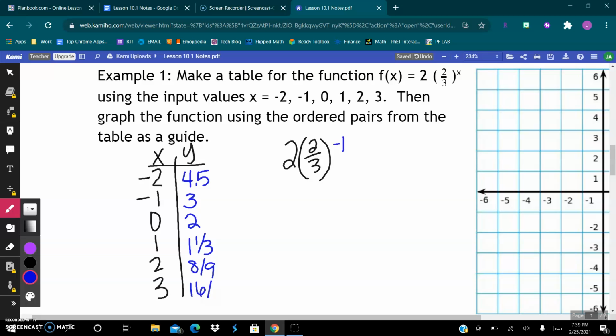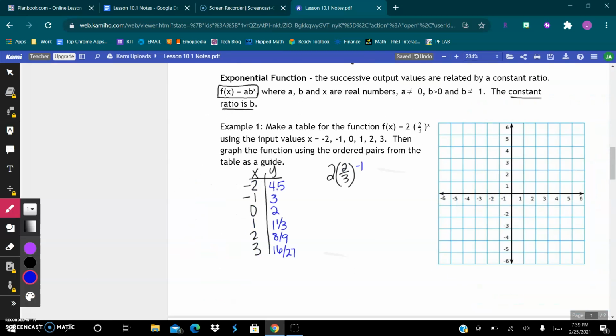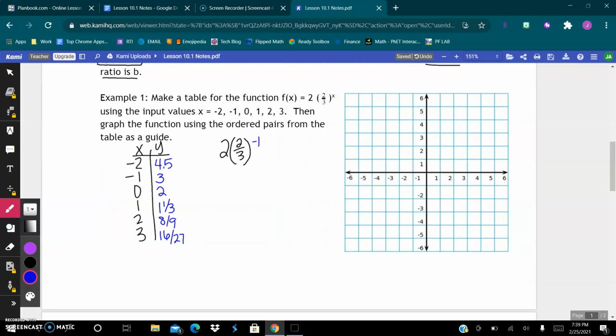I get 16/27. So now we have to plot some of these points. Now, I said some of these points because some of these are going to be pretty difficult to plot. So the first one, -2, 4.5.